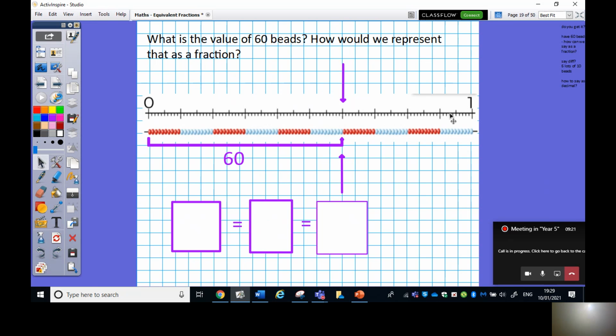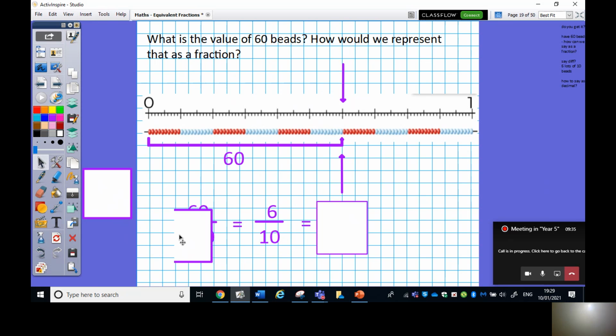Good, we have 60 beads out of 100, so we can say 60 hundredths. Tell me how many tenths there are. And how would you say that as a fraction? Great. So we have 6/10. I wonder if you know how to say it as a decimal.